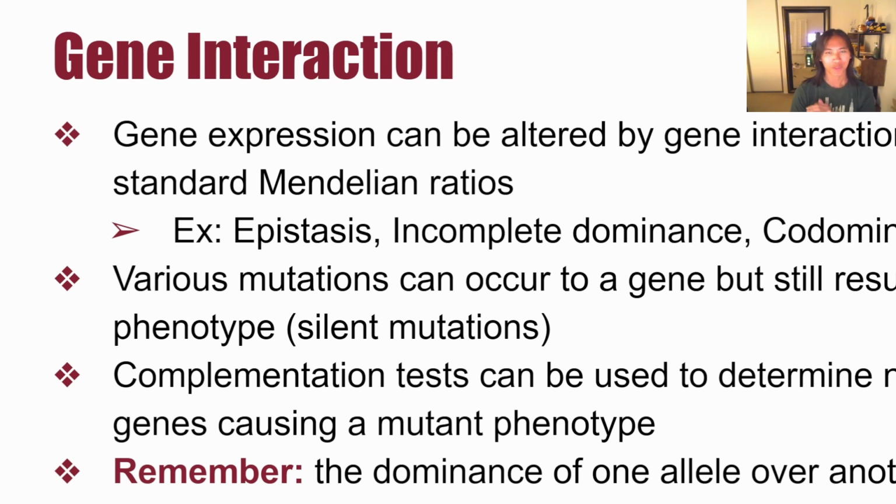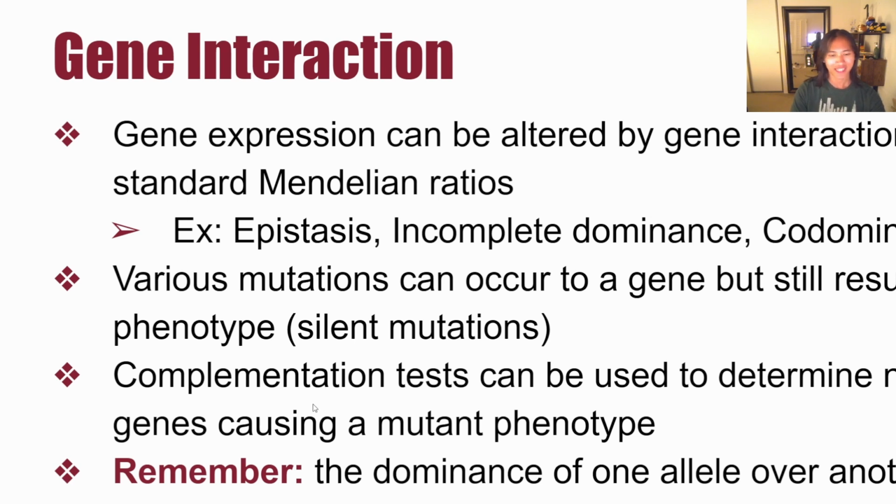So what we're going to go over in terms of interactions are epistasis interactions, incomplete dominance interactions, and codominance interactions. In addition, silent mutations can also be caused by gene interactions. There are several mechanisms for this, but we'll see later on. And we can also see that complementation tests can be used to determine the number and identities of genes that are causing a mutant phenotype to occur.